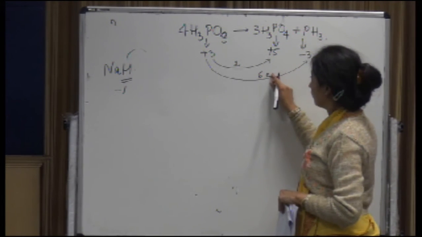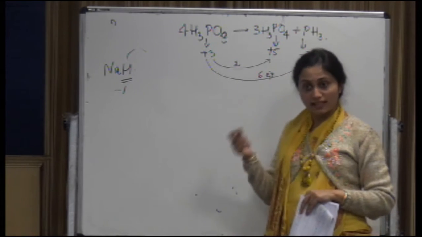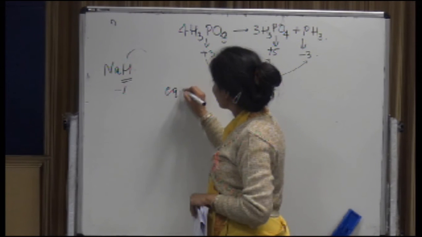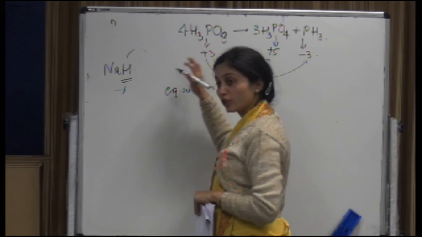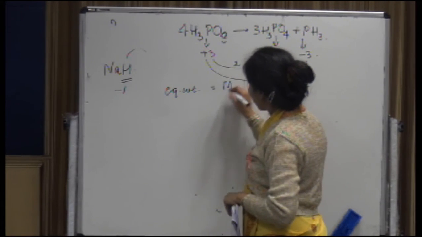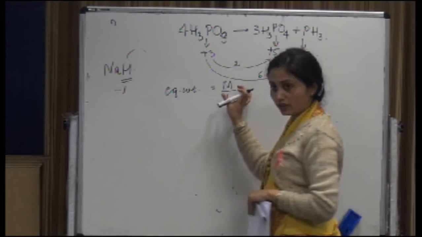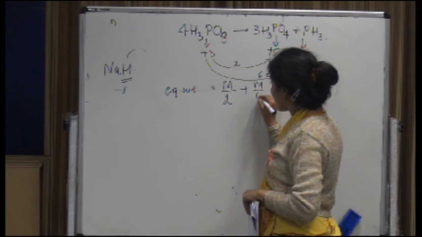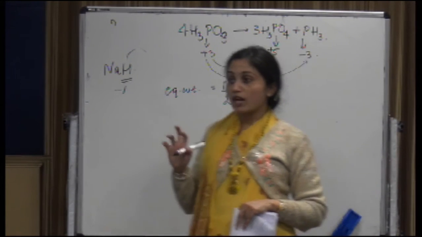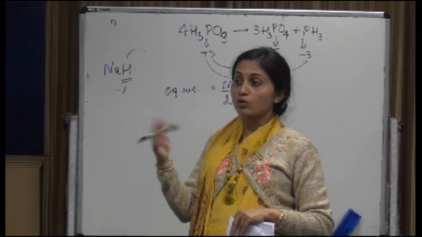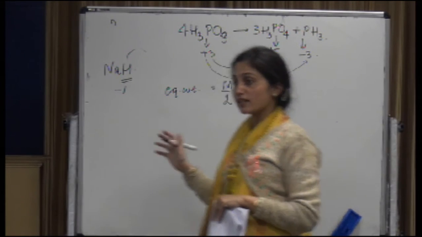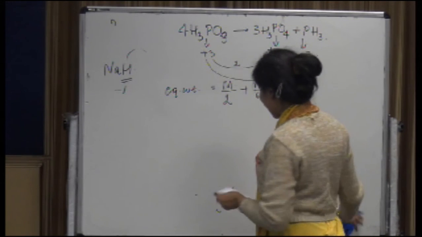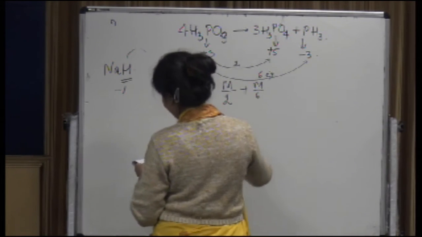So 6 electrons. So remember that in this case the equivalent weight of H3PO4 will be equal to the molar mass divided by 2 plus the molar mass divided by 6, because we'll take into account the change in the oxidation numbers here in this case. So this is an important question that I had taken up even last time. Then there were other reactions that we did talk about.